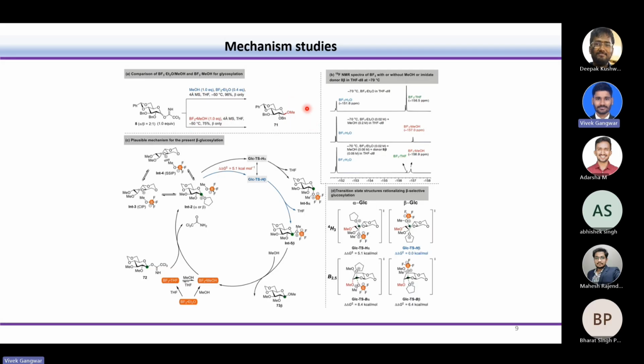They come to the conclusion of this, like this one. They are making BF3 plus methanol. Actually, methanol, they are simplifying it. Then they come to the point of what is forming inside this reaction condition. So here you see this methanol and this adduct forming. Using these two conclusions, they come to that point.